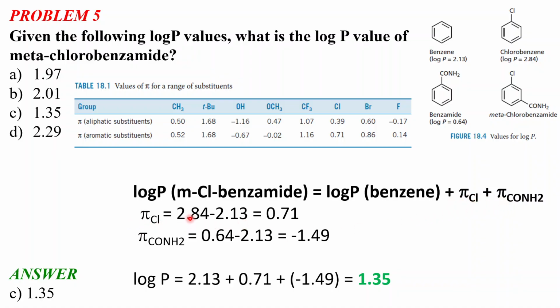The pi value of chlorine is the value of chlorobenzene, 2.84, minus the value of benzene, which means 0.71. In case of CONH2, it is the value of benzamide, 0.64, minus the value of benzene, 2.13, that is minus 1.49. So the log P value of metachlorobenzamide will be the log P of benzene, 2.13, plus the pi value of chlorine, 0.71, plus the pi value of CONH2, minus 1.49, which is 1.35. That is the value of metachlorobenzamide.